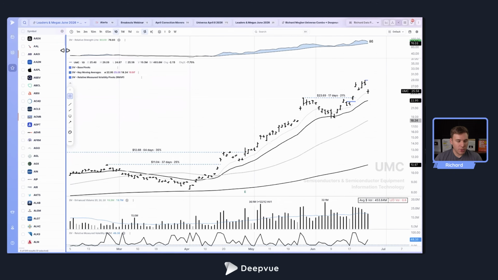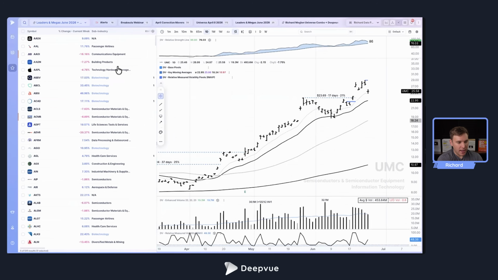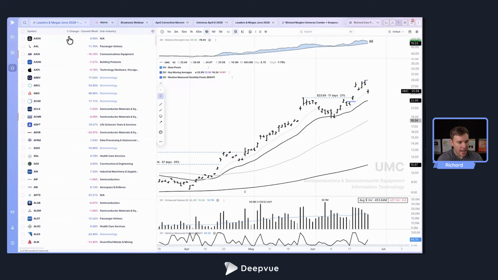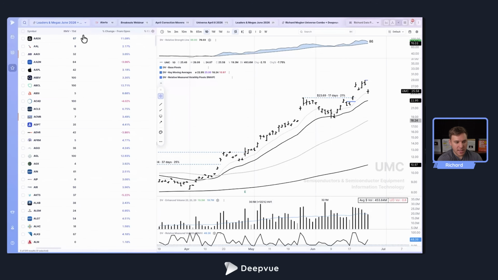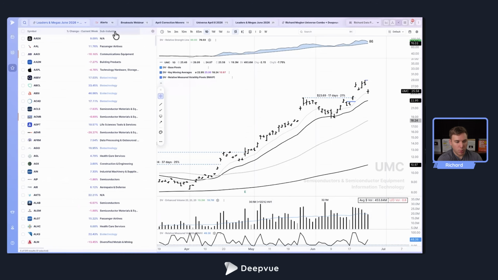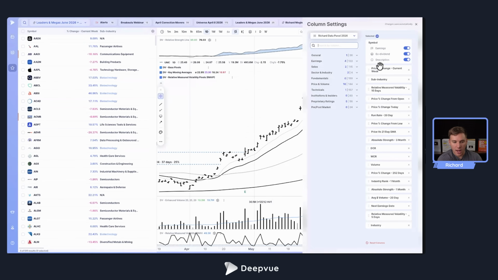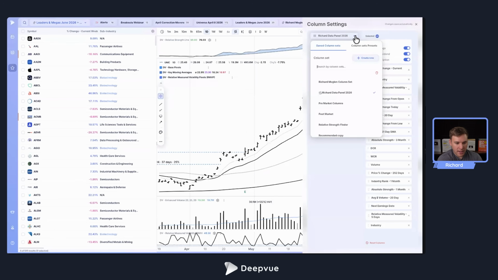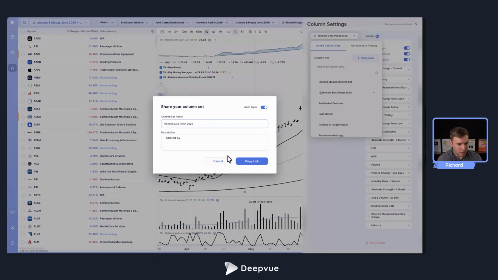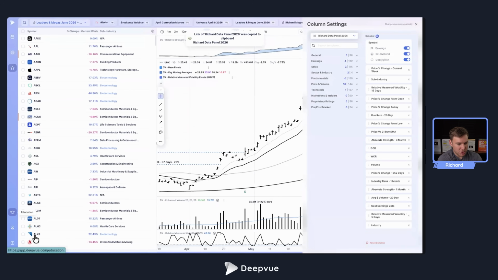Our goal, first and foremost, using this list, the first thing I do is go ahead and sort by percent change current week. So I have my columns set up here. These are basically the key data points that I like to use on a day-to-day and week-to-week basis. I have a saved column set with all of these. This is fully customizable in DeepView. You can change this however you'd like. I'll go ahead and share this in the chat as well, so I'll copy the link. Auto sync is on, so if I make changes, it will change yours as well.